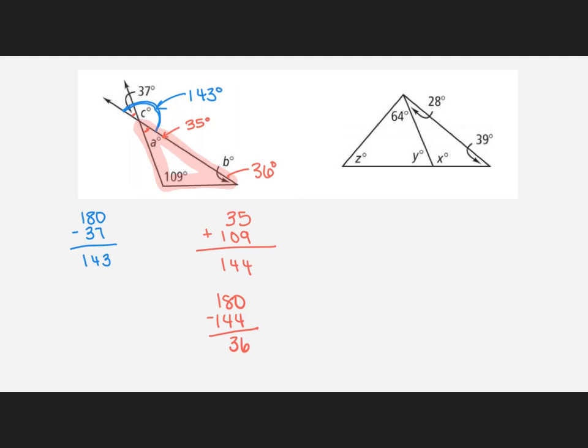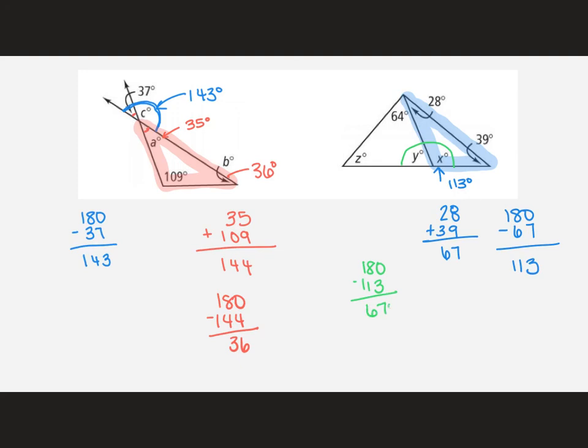In the very last example, I noticed that this triangle has 2 of 3 angles filled in. So I'm going to solve first for x. 28 plus 39 is 67 degrees. 180 minus 67 is 113. So x is 113 degrees. Next, I see that x and y are a linear pair, which means they add up to be 180 degrees. So 180 minus 113 is 67. So angle y is 67 degrees.